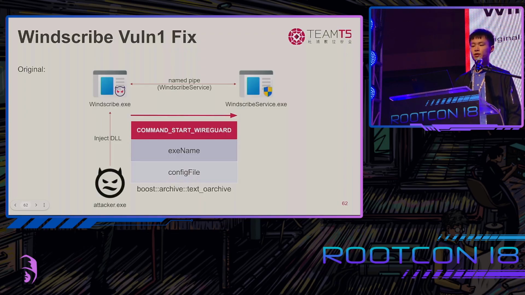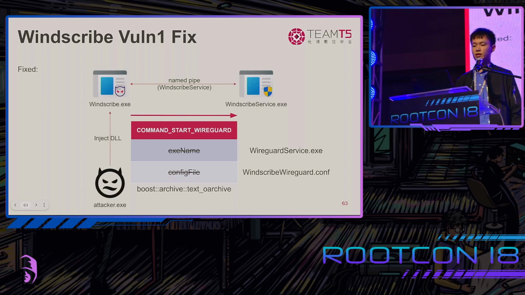The Windscribe vulnerability initially arose because we could control the exe name parameter to bypass the program's specified path and achieve privilege escalation. Now, it no longer allows us to specify parameters. Instead, it hard-codes the original two parameters directly. Since the original function was to execute WireGuard, it sets exe name to WireGuard service.exe and it sets config file to Windscribe wireguard.conf. Yes, that fixed the issue.